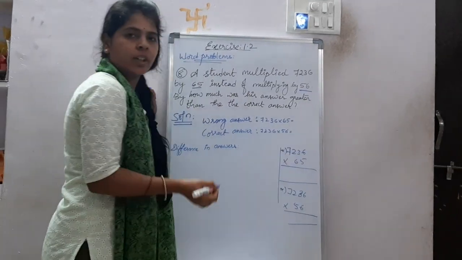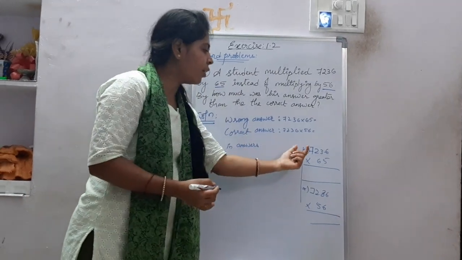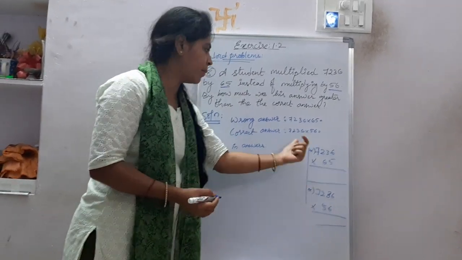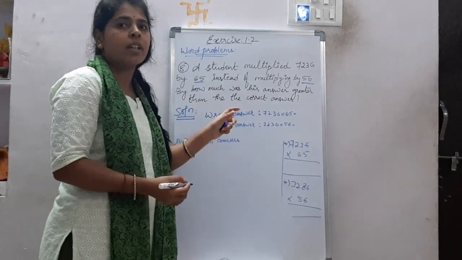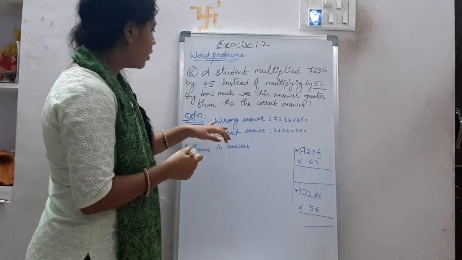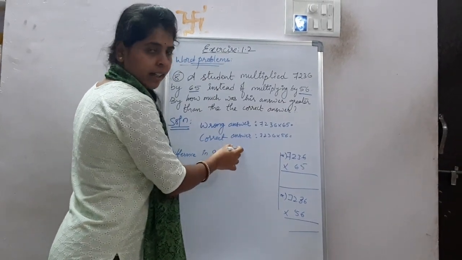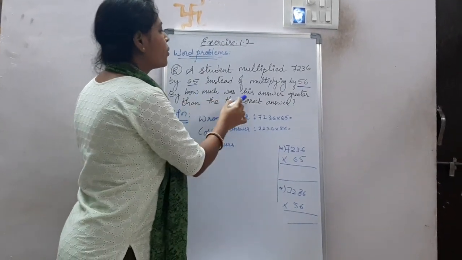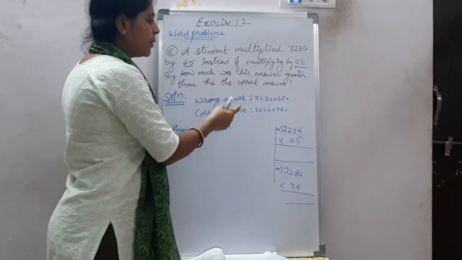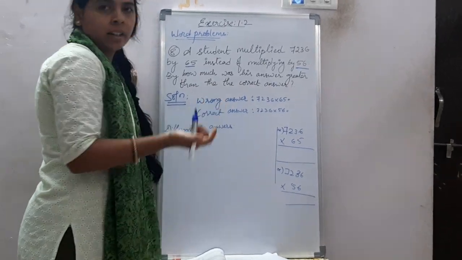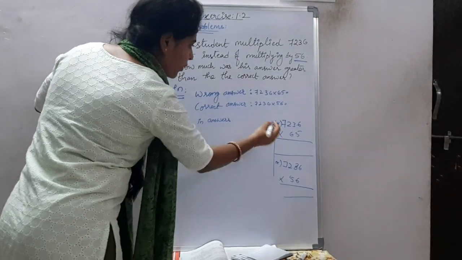You try out the calculations in your notebook. So I will go with this answer. After doing this, you will get the two values, after multiplying with 65 and 56. One will be the wrong answer, one will be the correct answer. So you have to find out by how much this answer was greater. Answer greater means the difference of the two answers. One will be the right, one will be the wrong. Obviously you have to go with the difference. Difference is nothing but subtraction. After calculating you will get the answer.